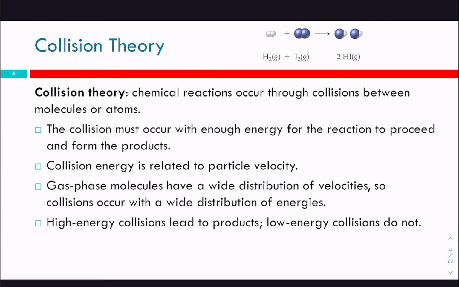So the thing that really underlies all of this is collision theory, that chemical reactions occur through collisions between molecules or atoms. So the molecules or atoms have to actually hit each other for a reaction to happen, otherwise they can't react. So with hydrogen and iodine, those molecules have to hit each other to react and become hydroiodic acid.